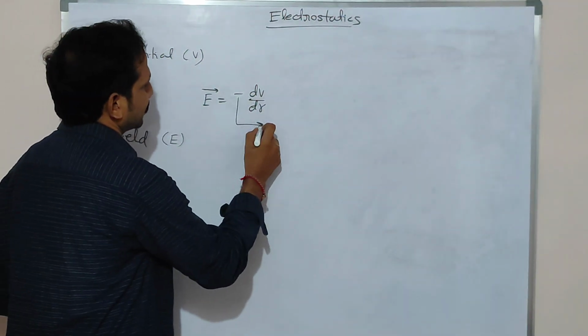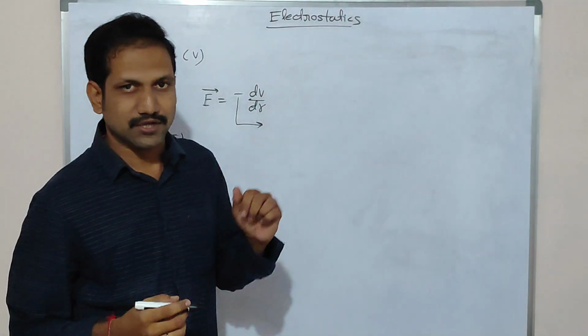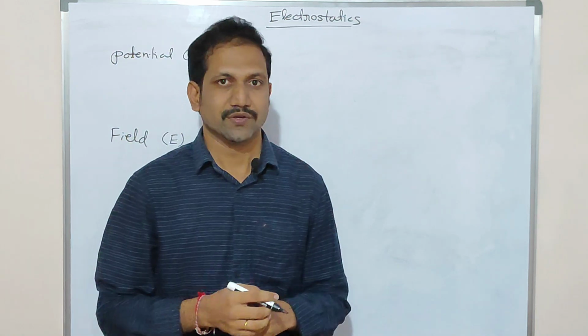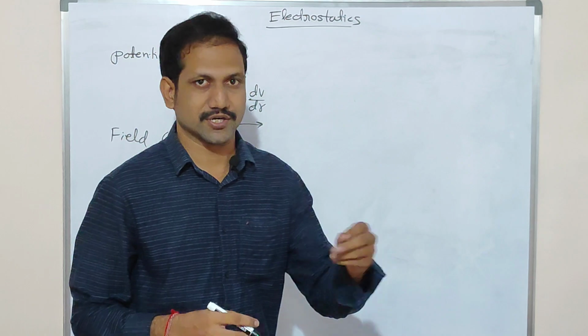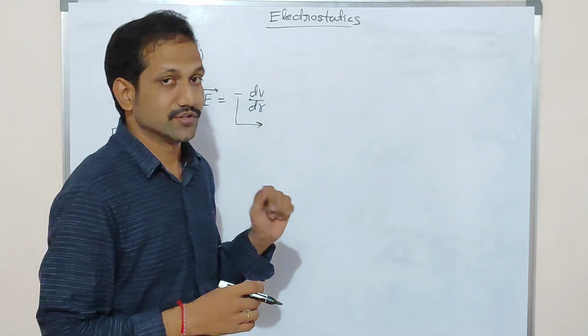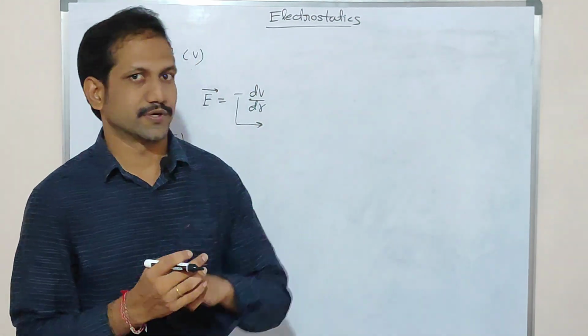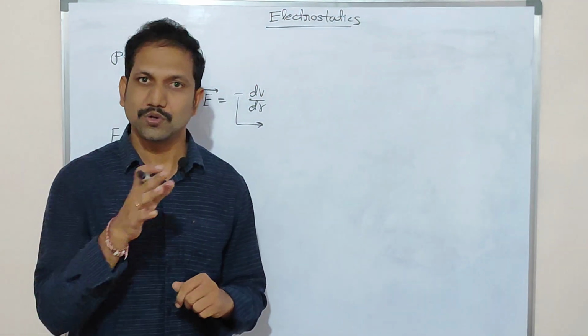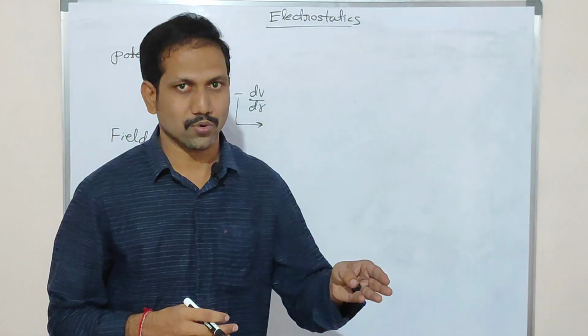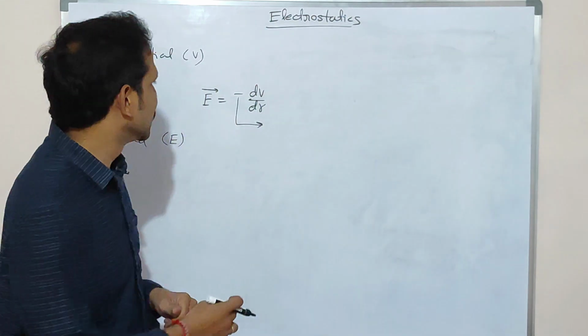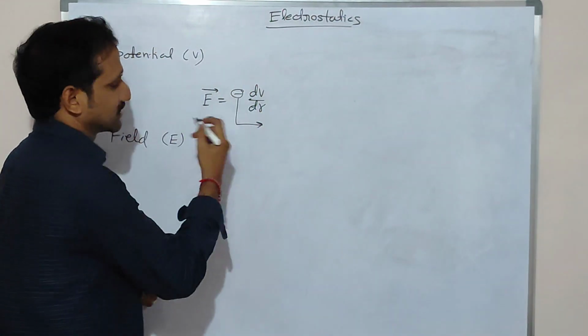So why that minus? It has a very simple meaning. The minus indicates that in that field there will be a force. Due to that force, the charged particle will move from high potential to low potential. Positively charged particles go from high potential to low potential. If they are negatively charged particles, then they go from low potential to high potential. That is the meaning of the minus.